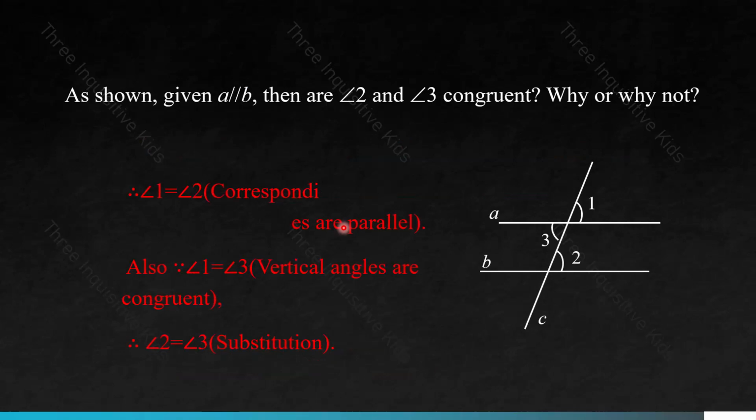As shown, given A is parallel to B, then are angles 2 and 3 congruent? Why or why not? Here's a solution. Because A is parallel to B, that's given, then we know that angle 1 is equal to angle 2, because corresponding angles are congruent when lines are parallel. Also, because angle 1 is equal to angle 3, since we know that vertical angles are congruent, we know that angle 2 is equal to angle 3, using substitution.